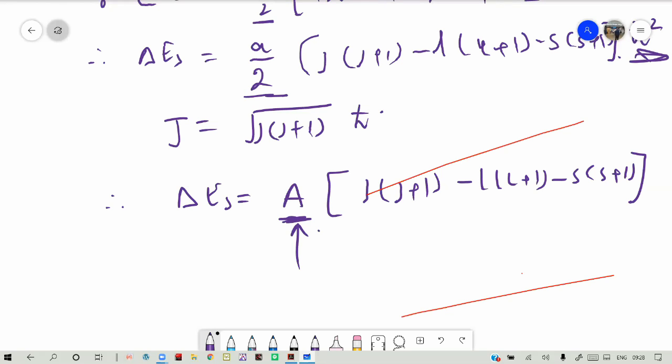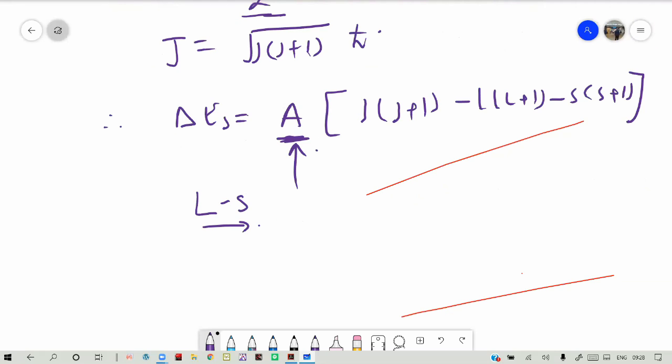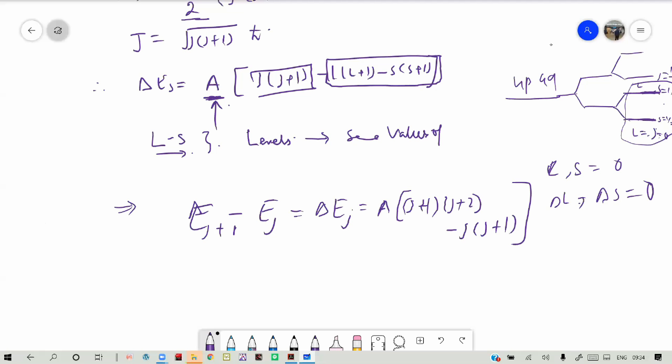In the case of LS coupling, the various energy levels have the same values of L and S. So the only thing that remains is A into J plus 1 into J plus 2 in this. The first factor is increased by 1, the other remains the same, that is J into J plus 1. If you solve it, it is 2A into J plus 1.